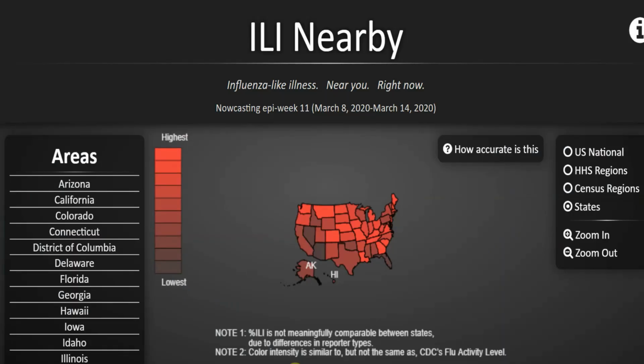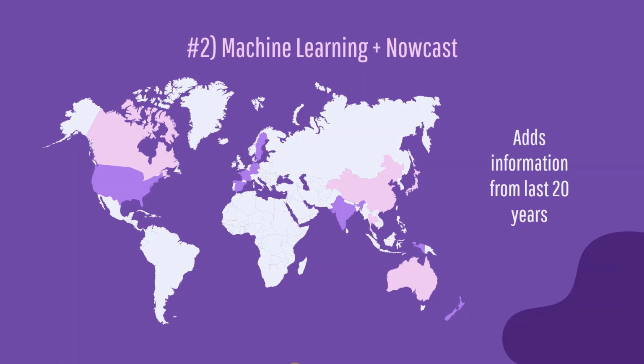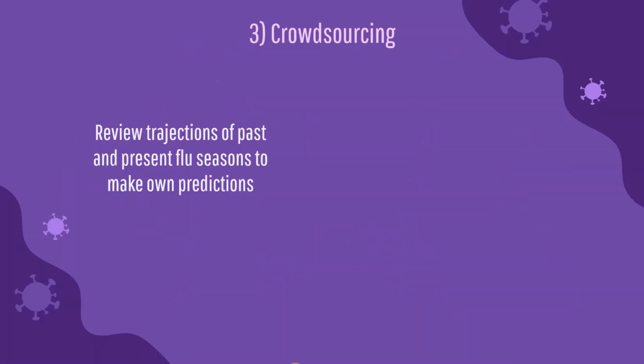An example is ILI nearby, or influenza-like illness near you, which is a project made by the Delphi Research Group at Carnegie Mellon University. The second type of prediction is based on machine learning and expands on the Nowcast method. This ML forecast takes the same information as Nowcast, but adds an additional 20 years of historical data from the CDC about the flu seasons in the United States. The third type of prediction is based on a crowdsourcing method.